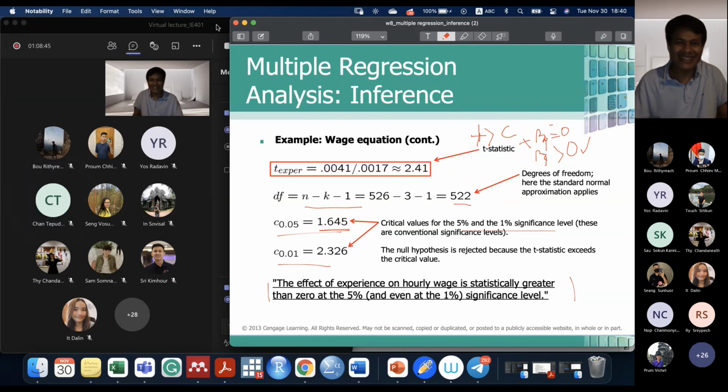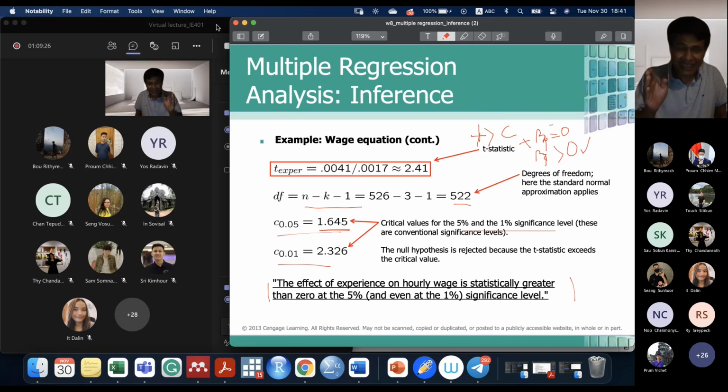Class, let me be honest. If you don't understand the earlier part, make sure you understand this part. This part is very important for application. I understand it may be a little bit complicated for you in the earlier part, but this part, you need to understand. Questions? Understand how to find the critical value from the table. Understand how to construct the t value.